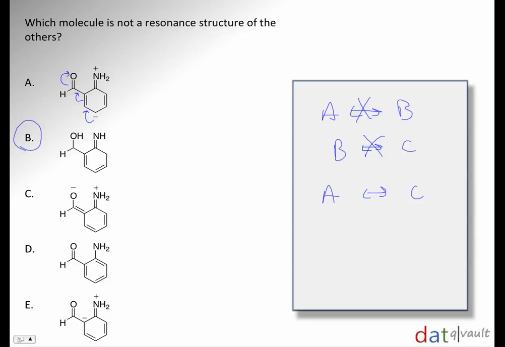We don't even need to really compare A and C because we've already figured out that B is not a resonance structure of either A or C. So that's the quickest way to pick out that B is definitely the outlier here and cannot be a resonance structure of any of these other four molecules.